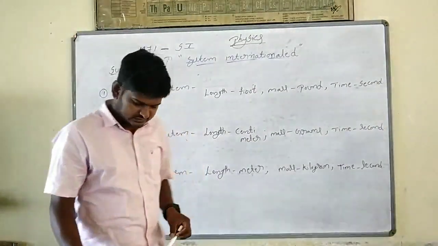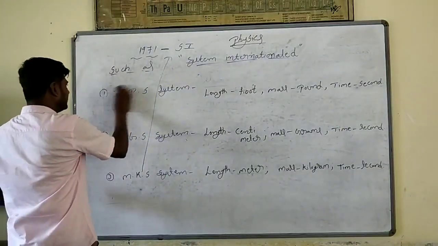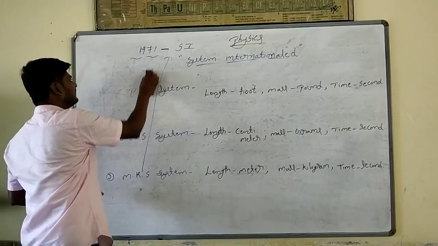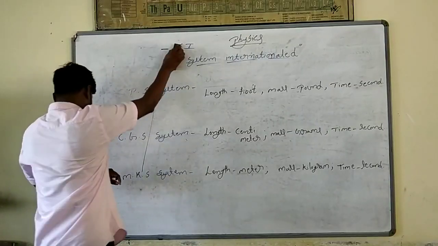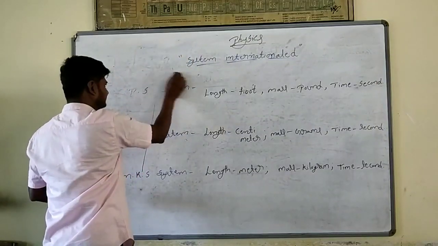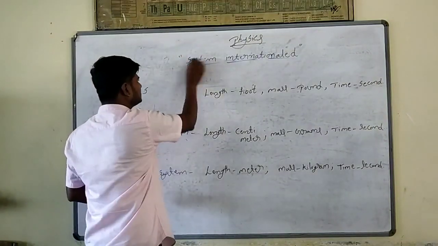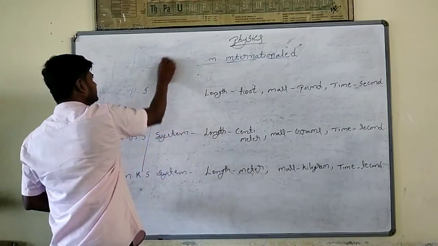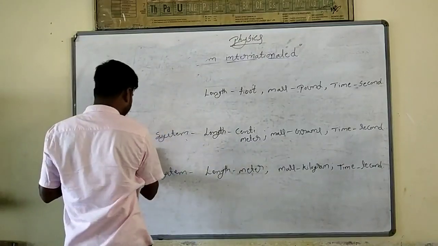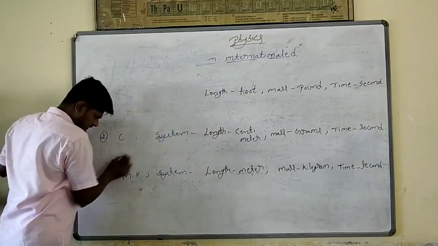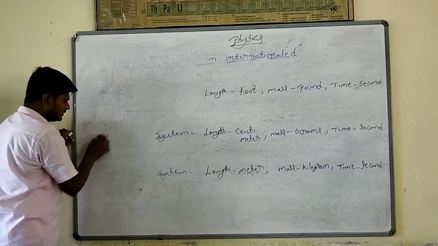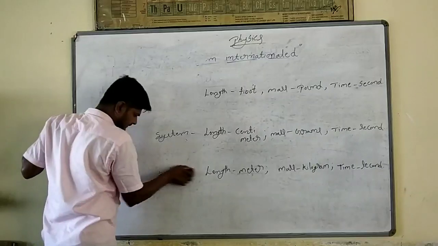Yes, SI system. Okay. Now, last class we discussed about 7 fundamental physical quantities. Yes or no? Out of 7 fundamental physical quantities, there will be 2 supplementary units. 7 fundamental units are there. In the same way, 2 supplementary units are there.